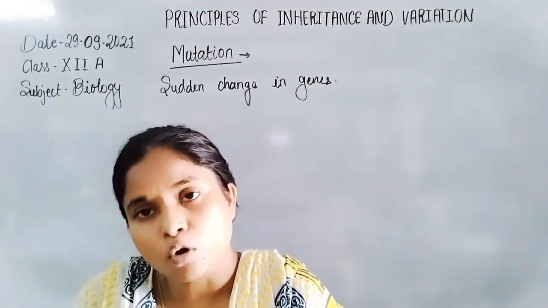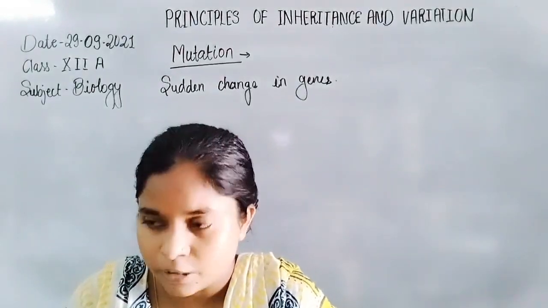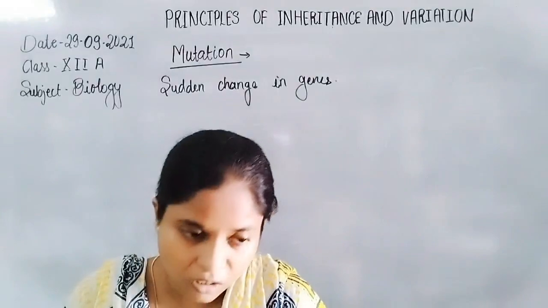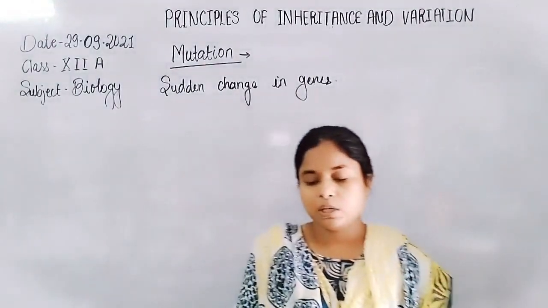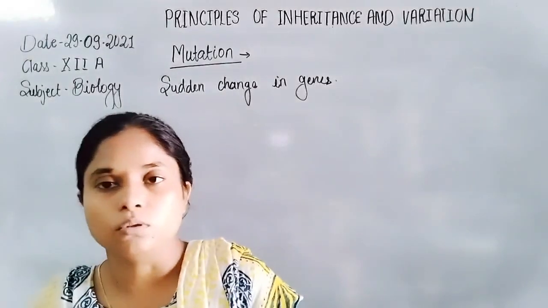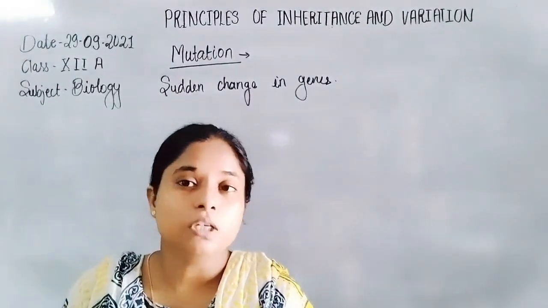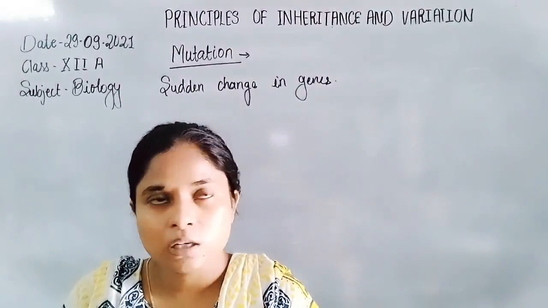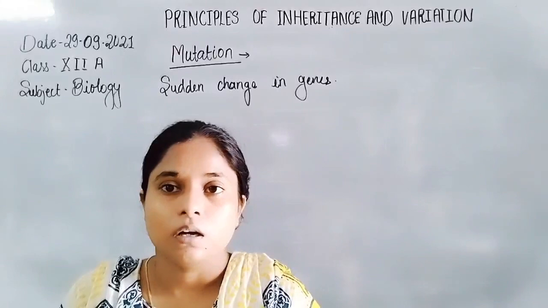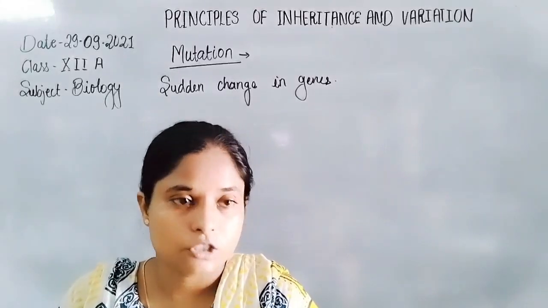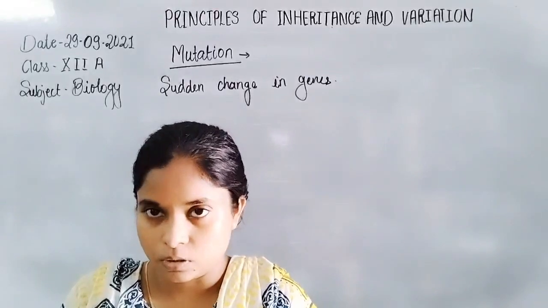If mutation is caused by the deletion of a nitrogenous base, deletion of a base pair or of a single base, that type of mutation is known as deletion. If a nitrogenous base or nucleotide in a genetic sequence or DNA is changed by another nucleotide, that is known as substitution.